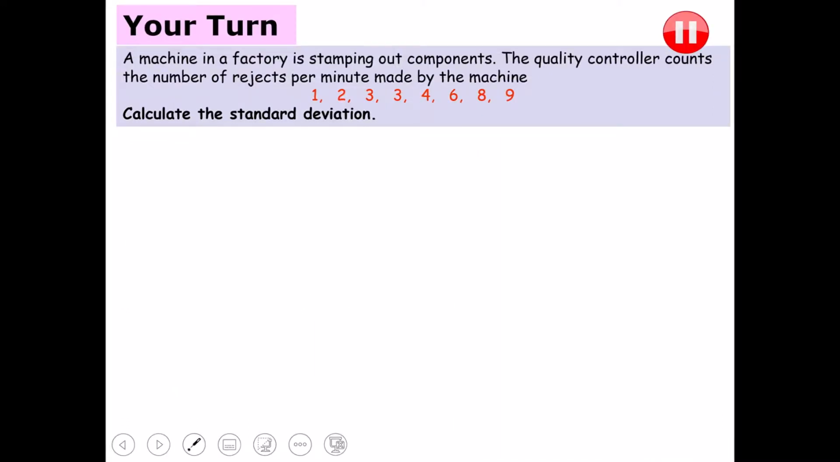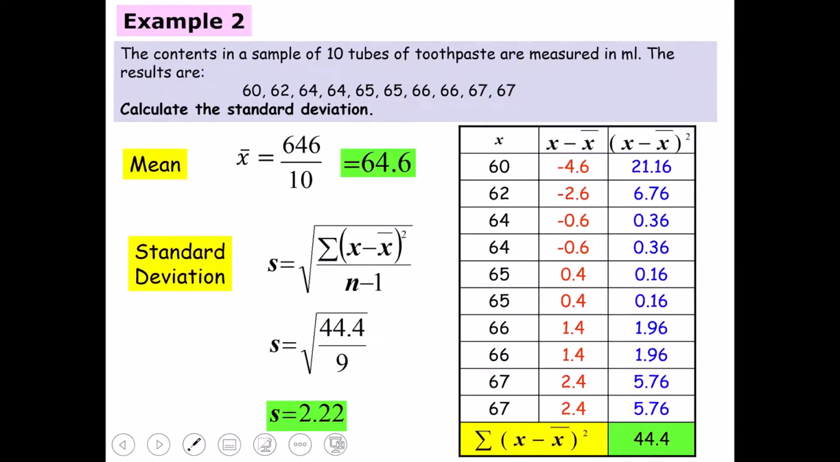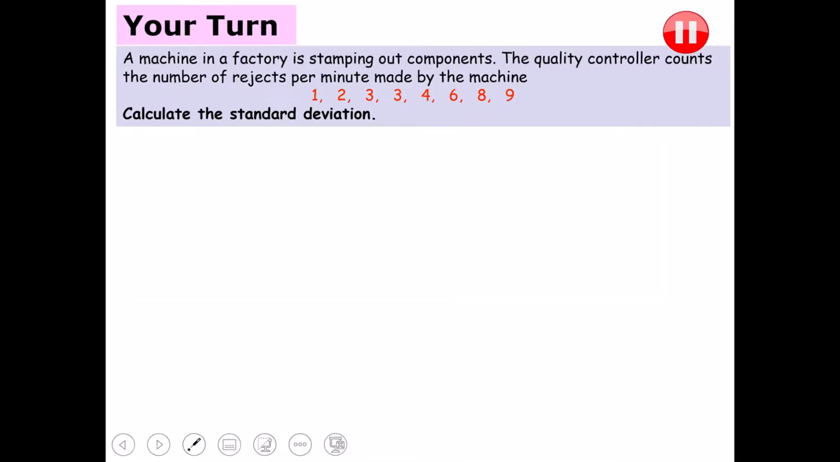I would like you to pause the video here and try this question. A machine in a factory is stamping out components. A quality controller counts the number of rejects per minute made by a machine. So the rejects per minute are 1, 2, 3, 3, 4, 6, 8 and 9. Calculate the standard deviation. And remember, you have to draw out this table here. So you've got your x terms, x minus x bar for your deviation, and then squaring that deviation. So start by calculating the mean, then draw out your table and fill it all in, and use the previous example to help you. So pause here.